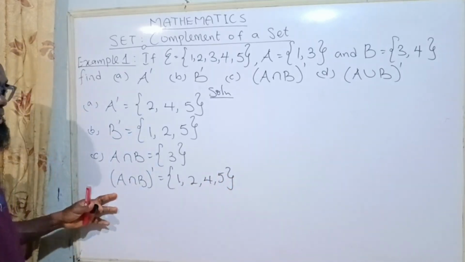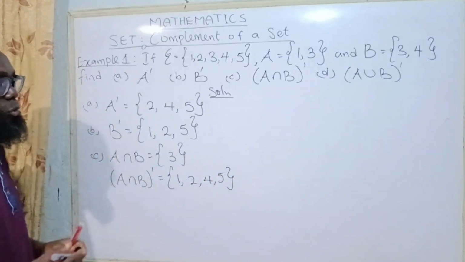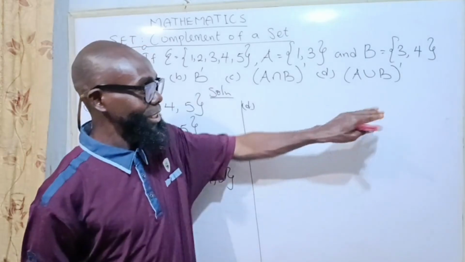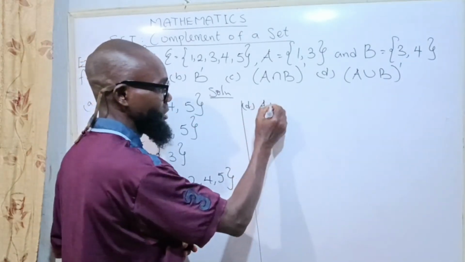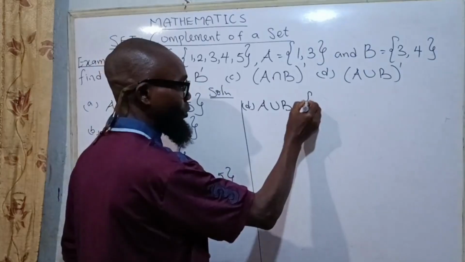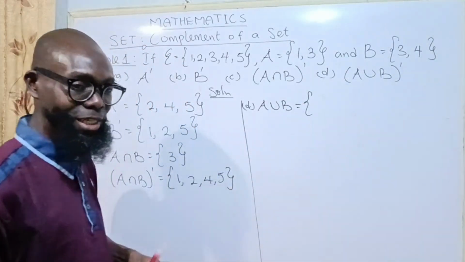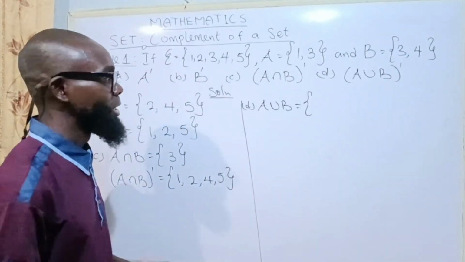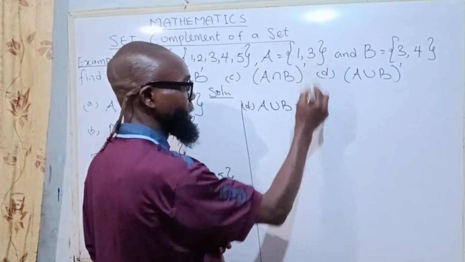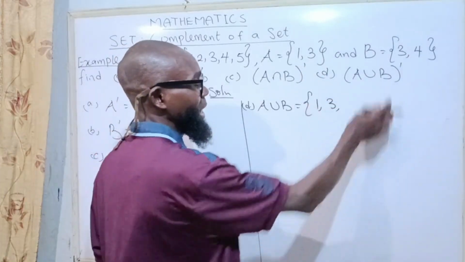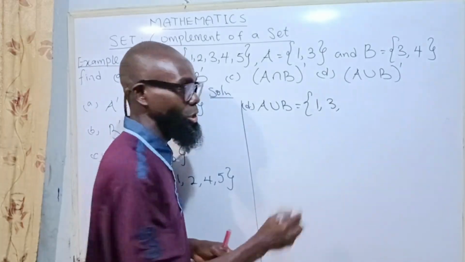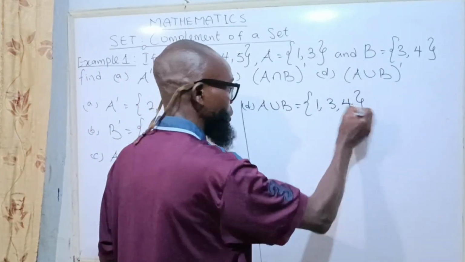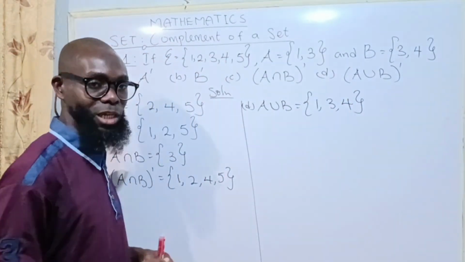This is the answer to this. And the last one, question D. We treat the A side first, that is A union B. And the word union means everything in A and in B. In A, I have 1, 3. In B, I have 3, 4. Since I've written 3, I don't need to write this 3 again. So, I just put 4. So, with me, A union B are 1, 3, 4.